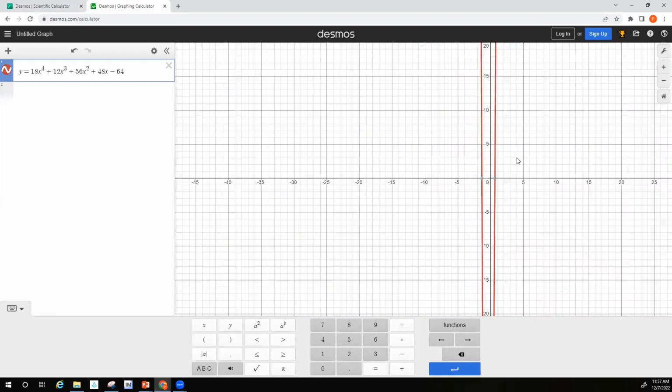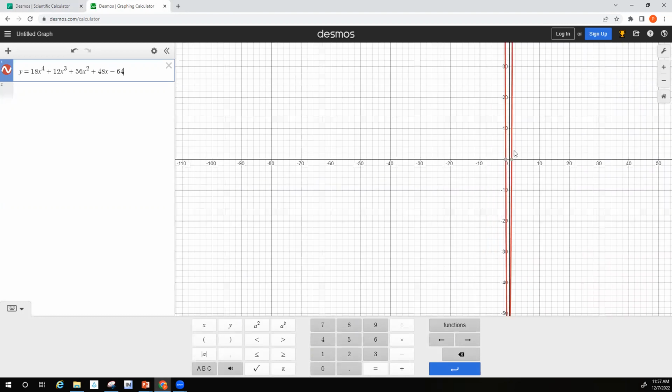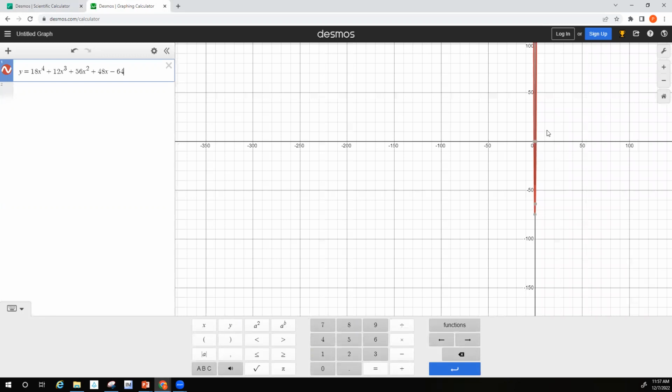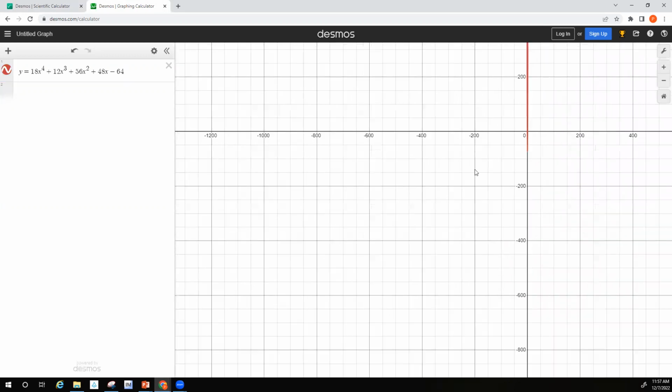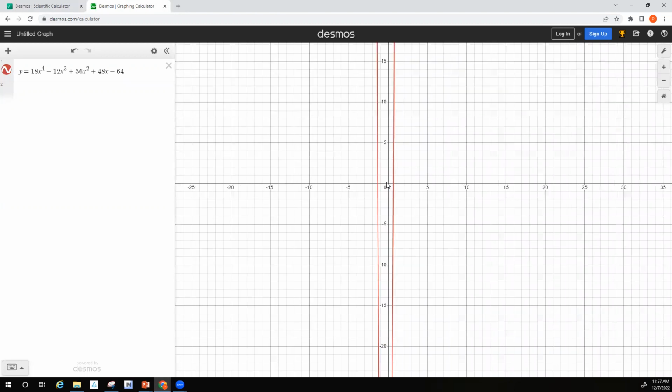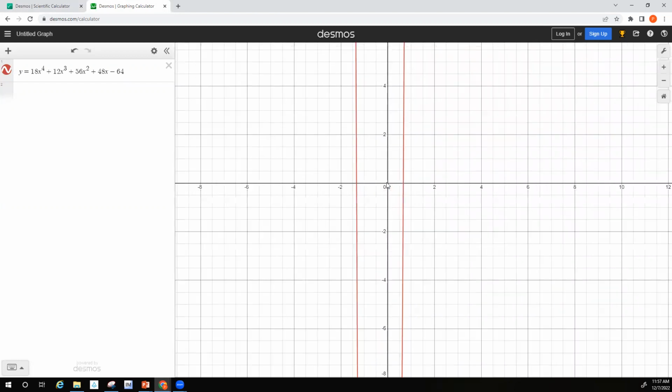Now here they show us what it is. You zoom out, and that's about it. So they show us what the zeros are. All right. So what we're going to do is we're going to estimate.